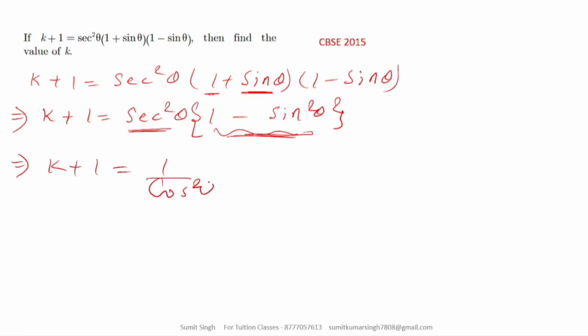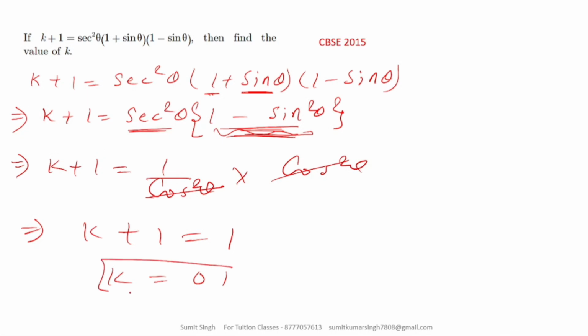Again, 1 minus sin square theta is the formula for cos square theta. So of course cos square theta and cos square theta cancel out. So we have the expression k plus 1 equal to 1, which means the value of k is equal to 0.